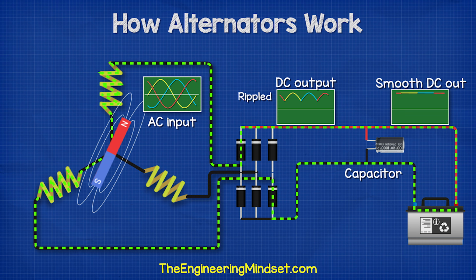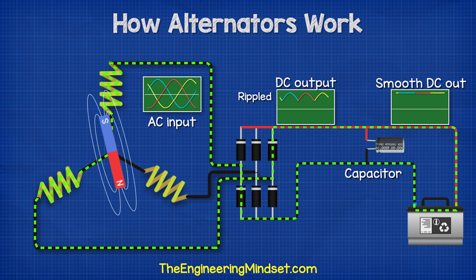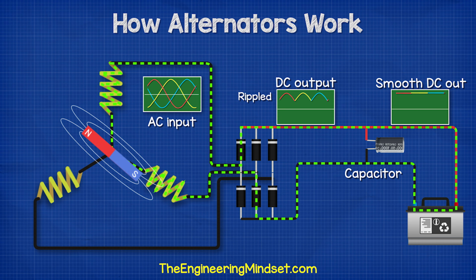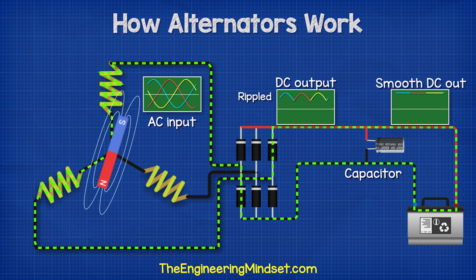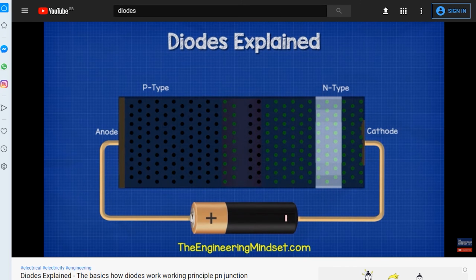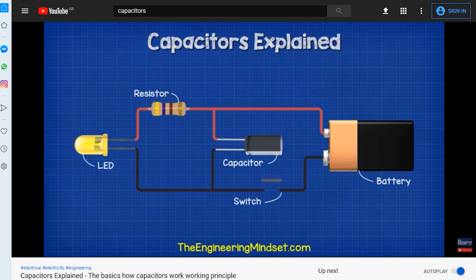To smooth this ripple out, we can connect a capacitor which will basically absorb electrons and then eject electrons automatically to maintain a constant output. This gives us a constant smooth DC supply. By the way, we have covered diodes, capacitors and power inverters in great detail previously. Do check those videos out, links can be found in the video description down below.